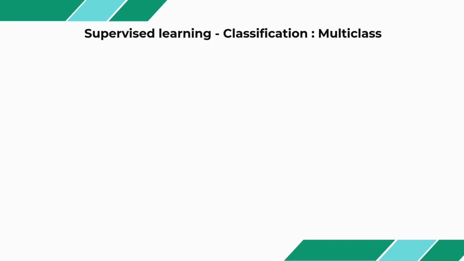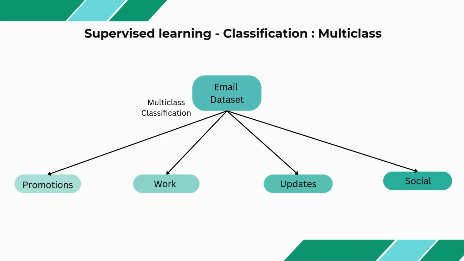The next option in classification is multiclass. Over here the output need not be binary, it can have multiple options. Let's again take the example of an email dataset. Over here it can be classified as promotion email, work email, updates, or social media email. So in such use cases, a multi-class classification ML model should be used.